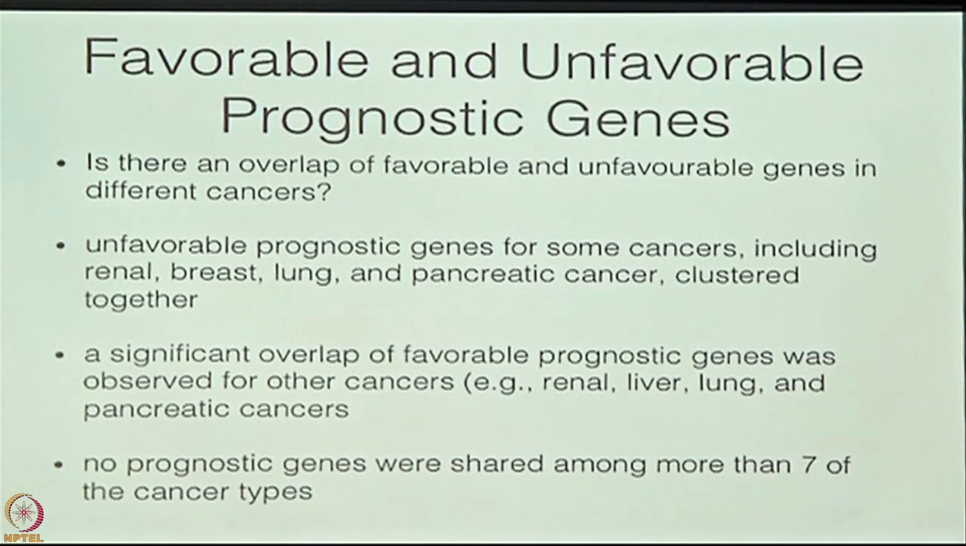Now, in favorable and unfavorable genes, did we find the same favorable genes in more than one cancer and unfavorable genes in more than one cancer? Yes, there's a big overlap. Unfavorable genes for some cancers like lung cancer, pancreatic cancer clustered together. Favorable prognostic genes were seen in liver, lung, but there was an overlap of those genes there. And finally, no prognostic genes were shared in more than 7 of the cancers, which we thought was significant, because we didn't get it across the board saying favorable and unfavorable for everything.